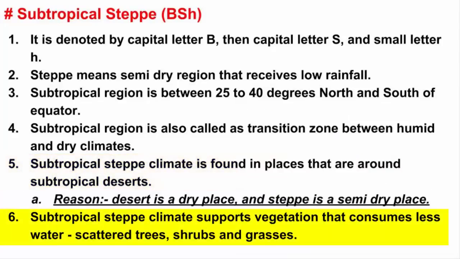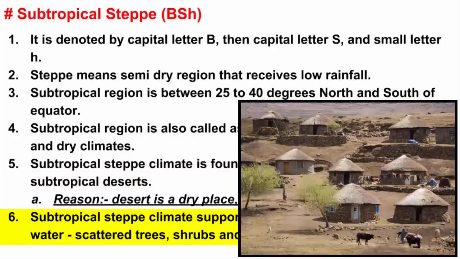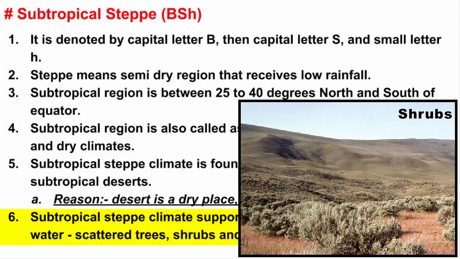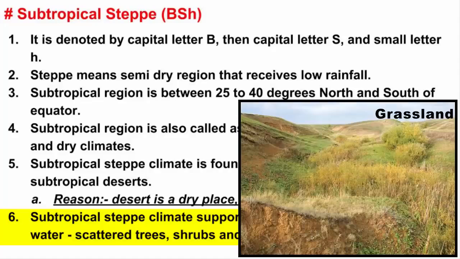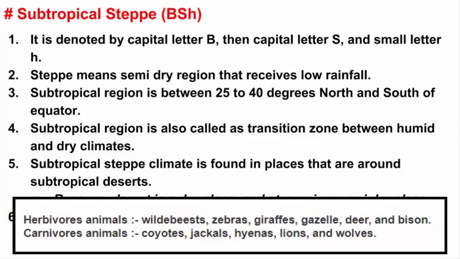Now, as I have said before, climate of subtropical steppe is too dry to support forest or any kind of vegetation. But still you'll find a few scattered trees which require less water. And mainly grasses and shrubs are found in regions having a subtropical steppe climate. And if there is grassland, then you will naturally find grazing animals which are herbivorous. And these herbivorous animals attract carnivorous animals that feed on them. So these are some of the names of flora and fauna that exist in subtropical steppe climate.